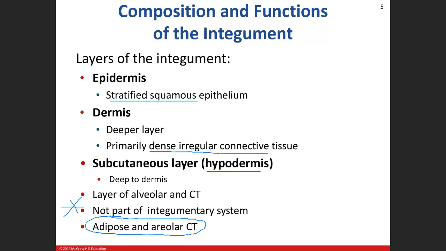Okay, star this. It's not part of the integumentary system. I've seen that asked on tests. Don't be fooled. We've got enough to talk about in the muscle chapter, so we're not going to talk about the subcutaneous layer there. We're going to talk about it here, because there's really not much to say about it.